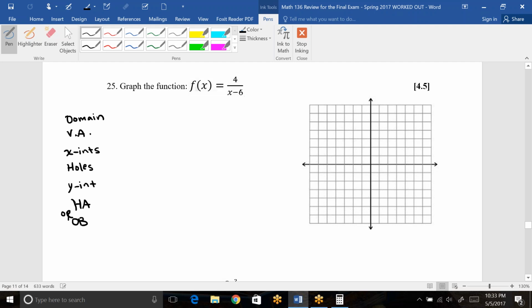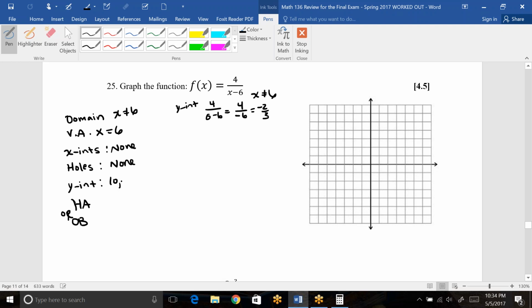So domain is found by factoring the bottom and making sure you know what would make it equal 0. So for us, x cannot equal 6. Since that factor is not going to cancel out, that means it is a vertical asymptote. So x equals 6. X-intercepts means you have to have x's on top. We have none, so we don't have any x-intercepts. Holes come if only something had canceled out as a factor. Nothing canceled. The y-intercept is found by plugging in 0 for all the x's. So 4 over negative 6 would be negative 2/3.